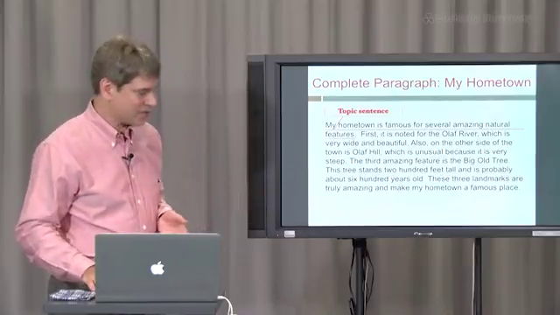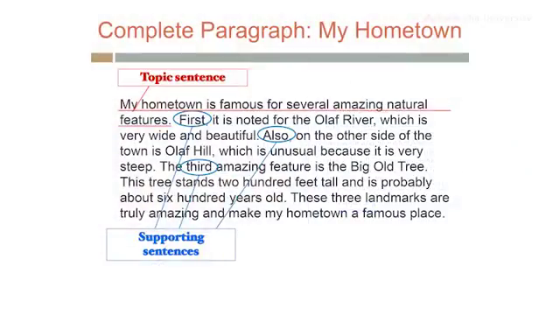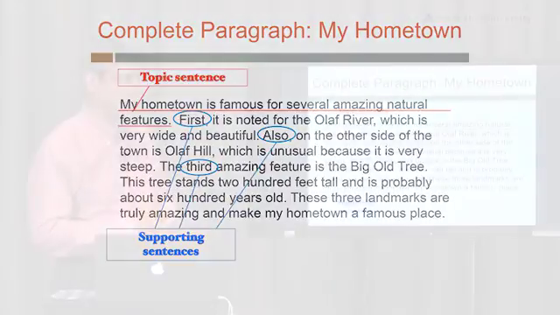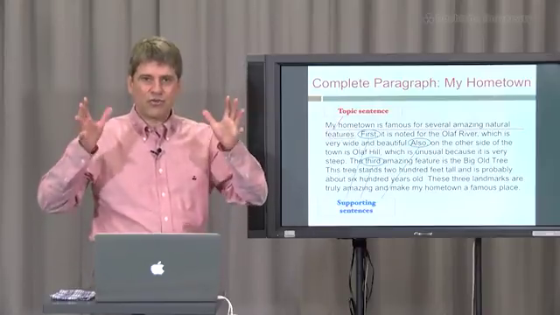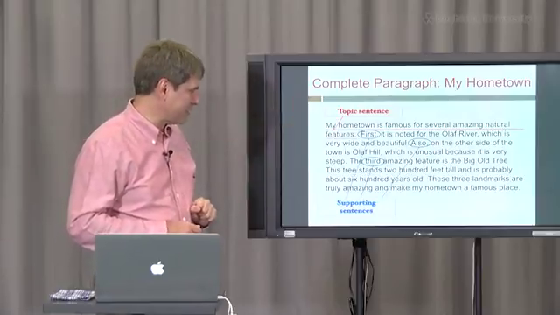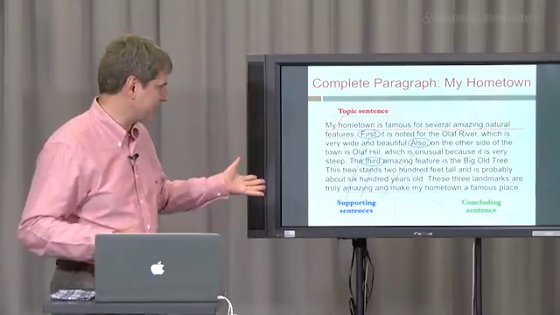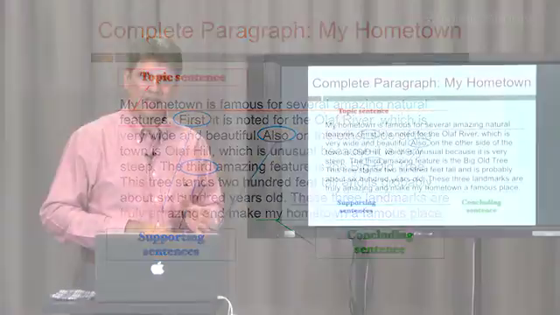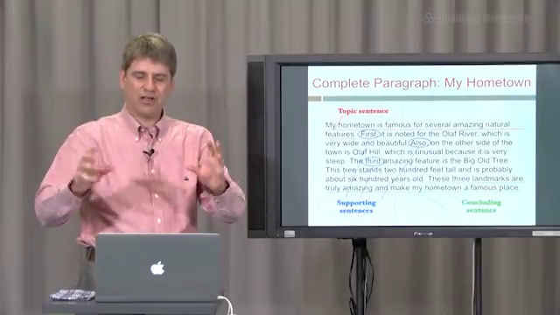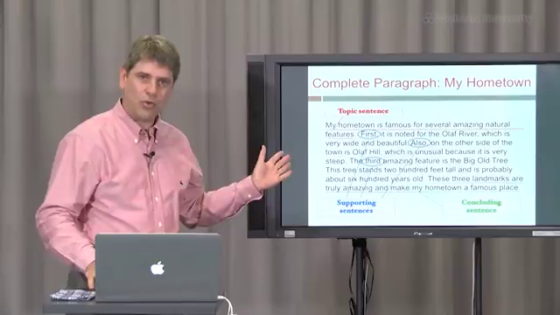You give your support with the supporting sentences. In this particular case, we have three supporting sentences. So the wide and beautiful river, the unusually steep hill, and the old tall tree. So we have three sentences there providing supportive information in the direction that was created by the topic sentence. Then is there a conclusion? Yes, there is. These three landmarks, okay, so reasoning is being provided, a conclusion is being provided. These three landmarks are truly amazing and make my hometown a famous place. So you orient the reader, you give support, and then you draw the conclusion. This is a well-designed paragraph.